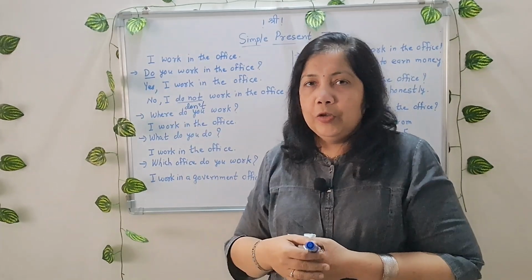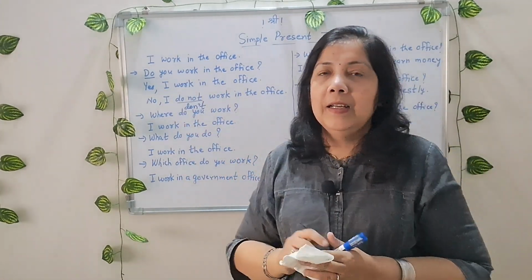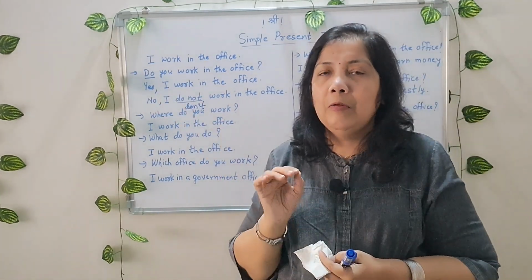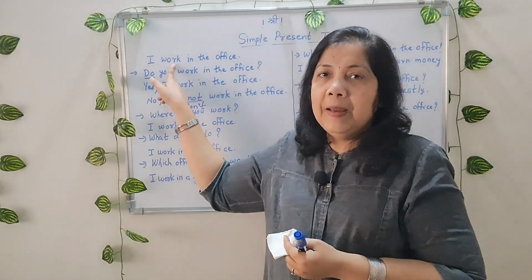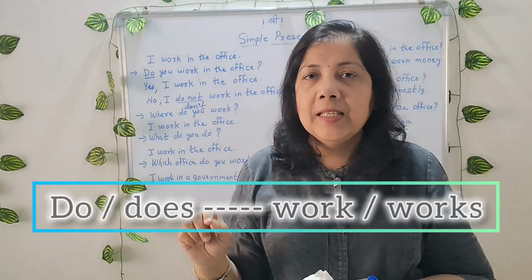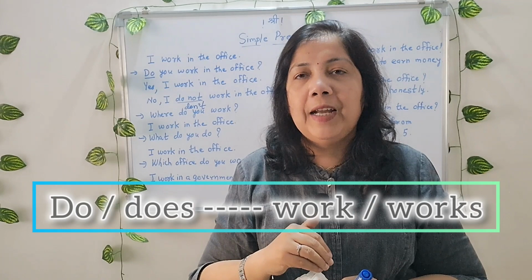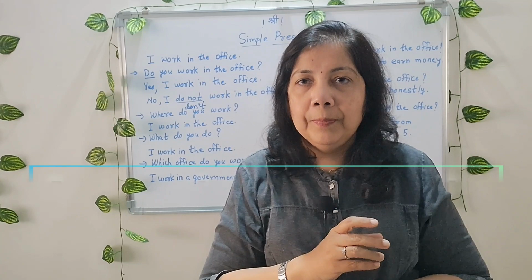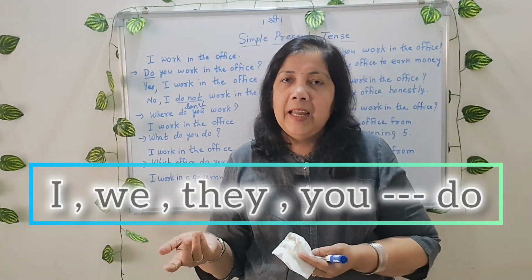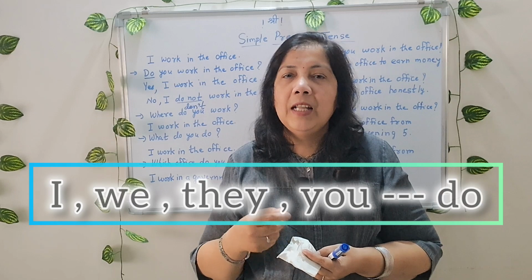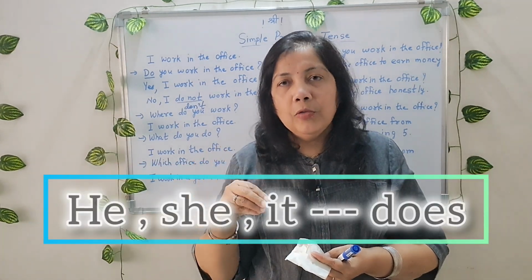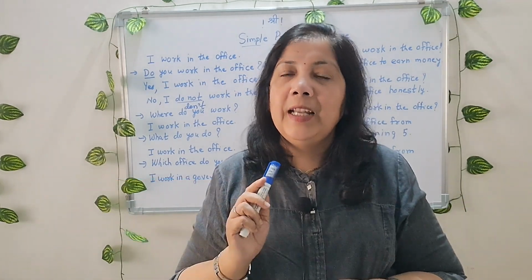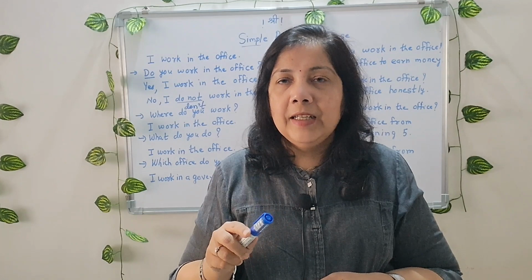Now here I have written one question. Do you work in the office? Now in this question, do is used. Now why do? Work is the main verb in simple present tense, and when you want to make a question out of that, you have to take do or does outside as a helping verb, auxiliary verb. I, you, they, we need do, and he, she, it need does.